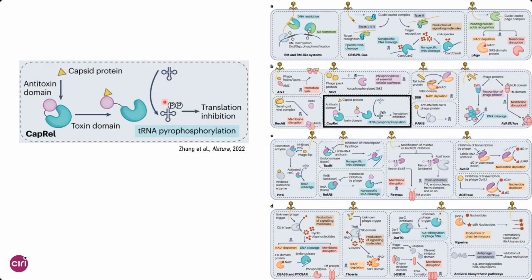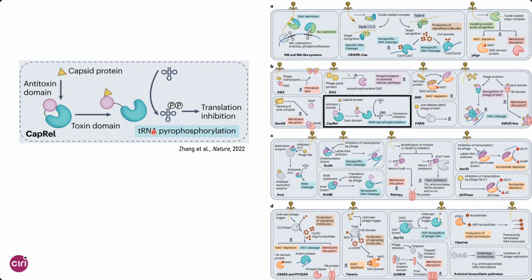Another example is a defense system called CAPREL, which once again is a single protein in which there's an antitoxin domain that blocks the toxin domain. And so during infection, a capsid protein can be directly sensed by the antitoxin domain, and this releases the toxin domain. And this toxin functions by inhibiting translation through pyrophosphorylation of tRNAs. So this is just two examples, but we keep seeing new papers virtually every week that showcase new kinds of molecular mechanisms that were never described before.